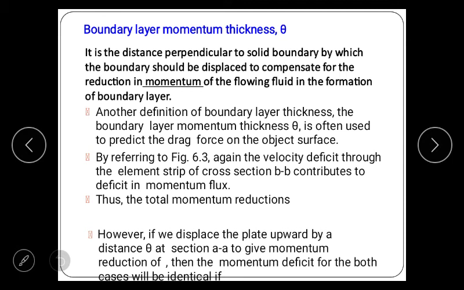Now another definition of boundary layer thickness is boundary layer momentum thickness, which is often used to predict drag forces on the object surface. We'll discuss further that drag, lift, weight of object, skin friction in the next point. Now let's see what the momentum thickness is, that we have seen.